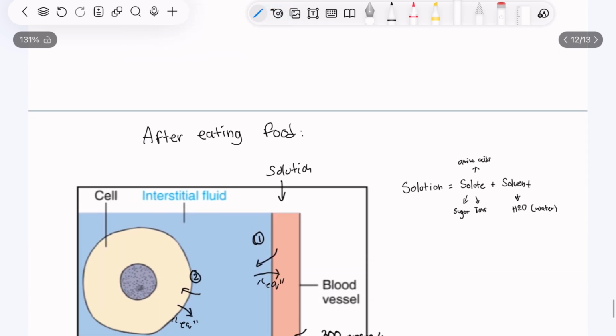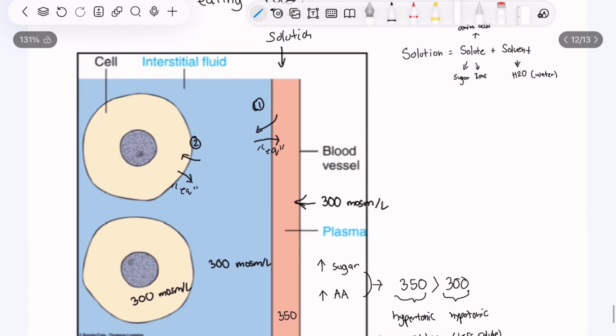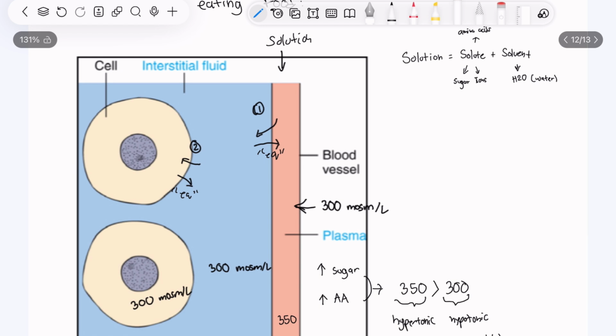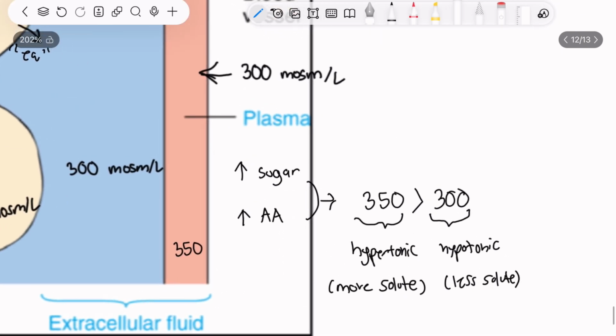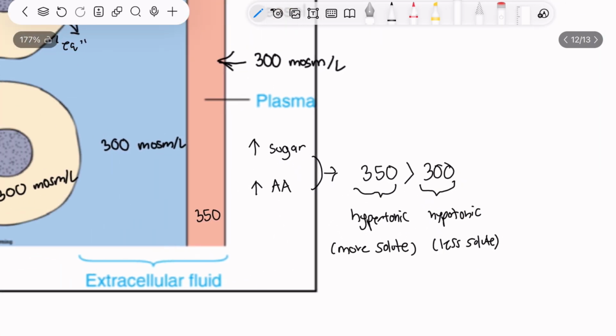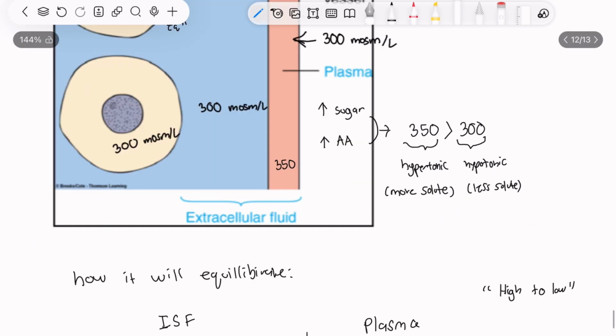Okay. And so then let's say you ate food. Now in the solution, the solute would have gone up, because when you eat pizza, your sugar goes up, amino acids go up, and a bunch of nerdy stuff that I can't even bother to explain will go up. And therefore, let's say the milliosmoles in the plasma go up to 350. Now the higher number is called hypertonic, and the lower number is called hypotonic. So 350 has more solute, and 300 has less solute.